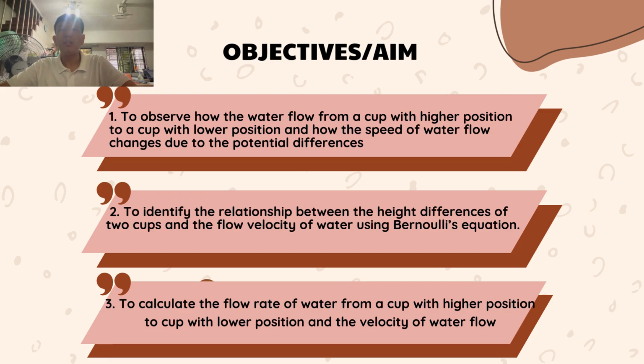Secondly, the objective is to identify the relationship between the height difference of the two cups and the flow velocity of the water using the Bernoulli equation. And lastly, the objective is to calculate the flow rate of water from a cup in a higher position to a cup in a lower position, and the velocity of the water flow.